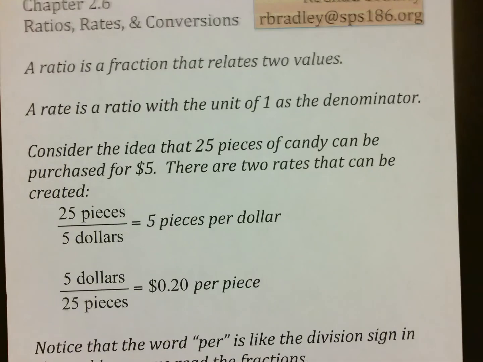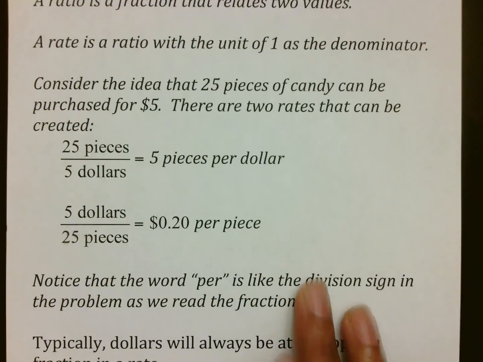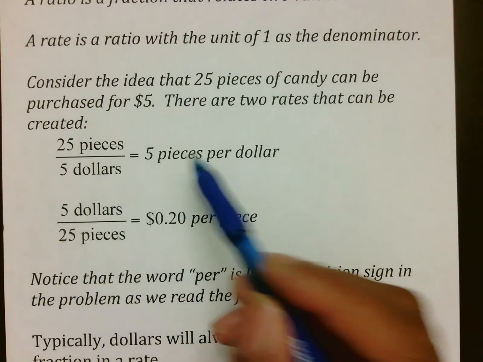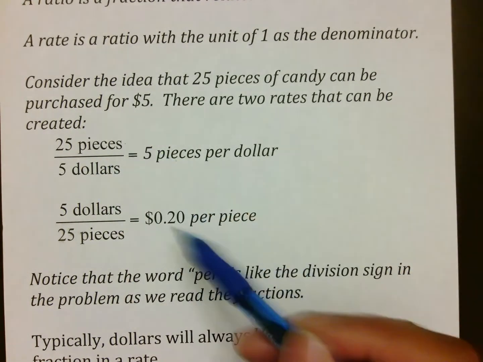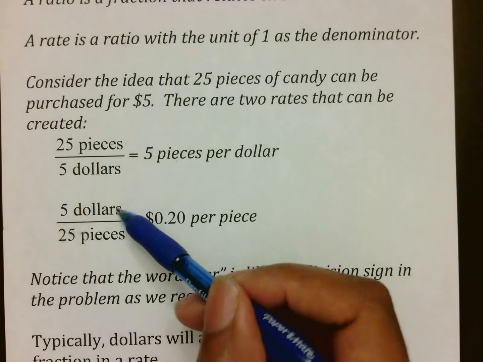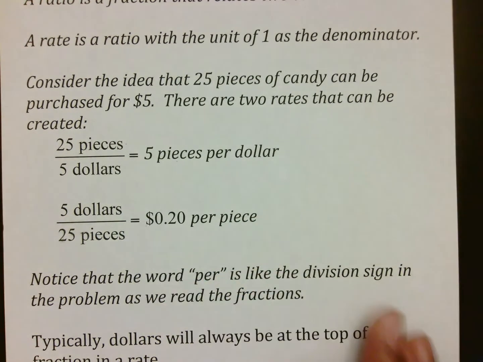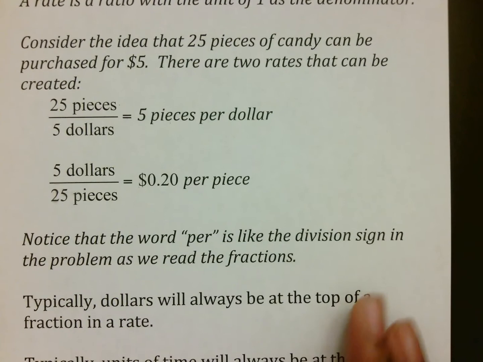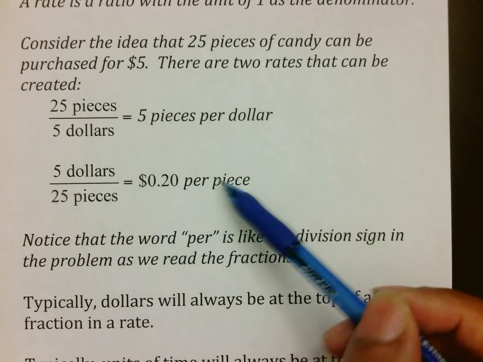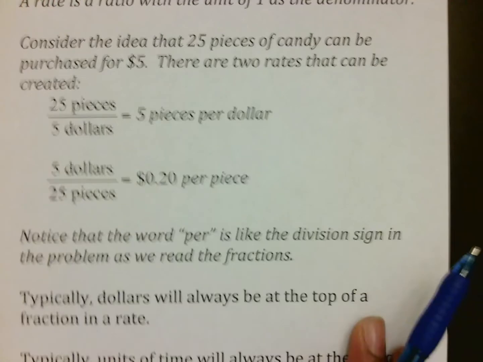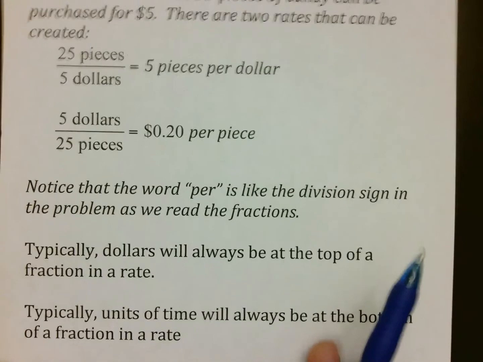Again, notice that the word per in your rate is like the division sign of the problem. So when you see pieces per dollar, notice pieces was up top divided by dollars. When it was dollars per piece, notice dollars was on top divided by pieces. And so whenever you have a word problem and it says how many miles per hour did the person travel, it kind of sets up what you need on top, what you need on bottom. Again, whatever is first goes on top.